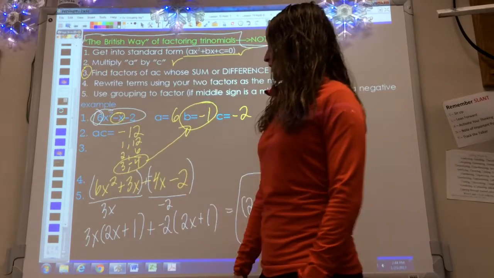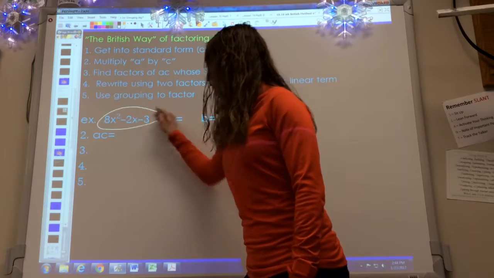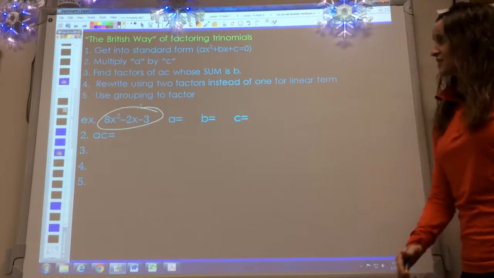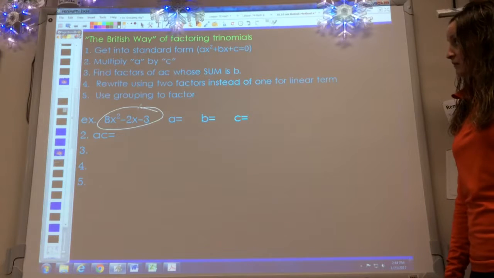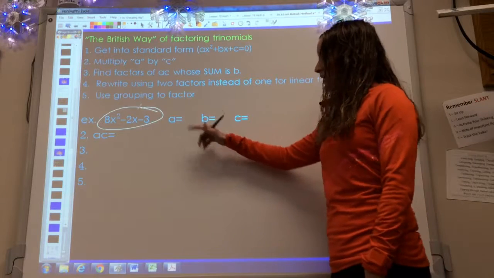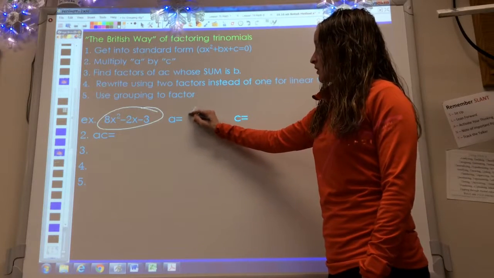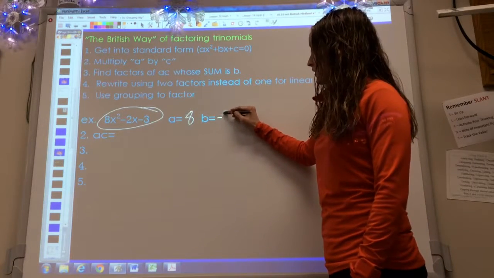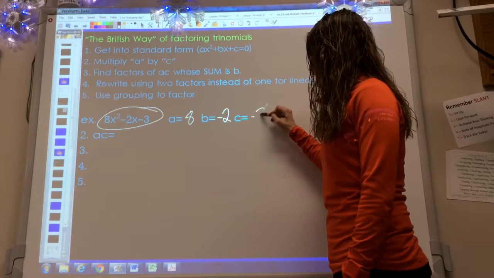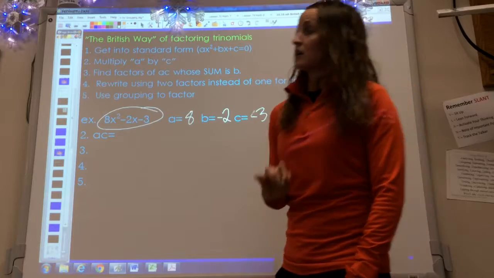So let's go to our next one. And if everyone can write down that. Notice you will not have to write down those 5 steps because they are staying the same. So let's go through this again. A value is? B value is? -2. C value is? -3.